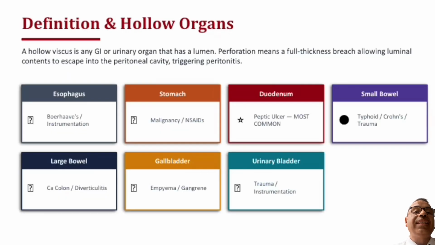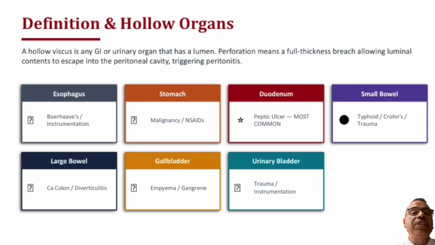Now, a hollow viscus is any gastrointestinal or urinary organ that has a lumen. That's the basic definition of a hollow organ. Here we would be concentrating more on the gastrointestinal system. And what exactly is meant by the term perforation? It means a full thickness breach allowing the luminal contents to escape into the peritoneal cavity, and this would later trigger a sequence leading ultimately to perforation peritonitis and its associated complications.